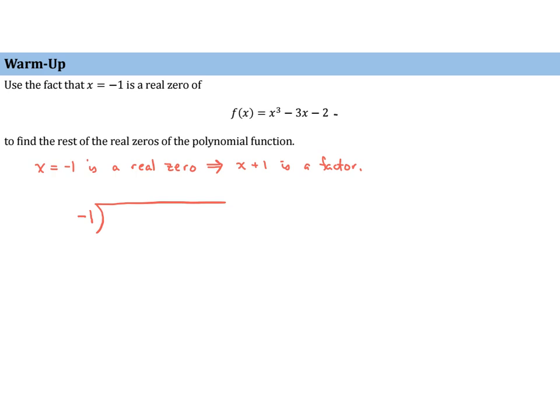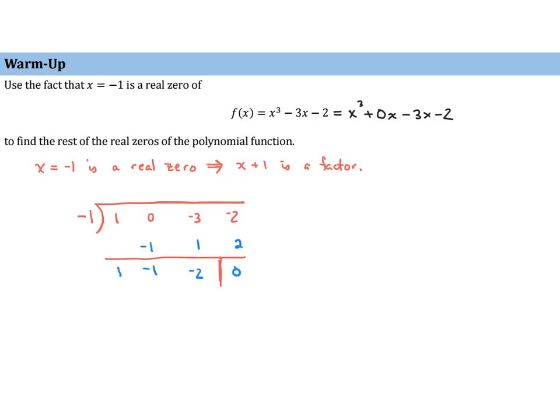So we could rewrite this as x cubed plus 0x squared minus 3x minus 2. So we have 1, 0, negative 3, negative 2. So bring down the 1. Multiply, add, multiply, add, multiply, add. And look, we have a 0 for remainder. That means that we did indeed have a factor of x plus 1.